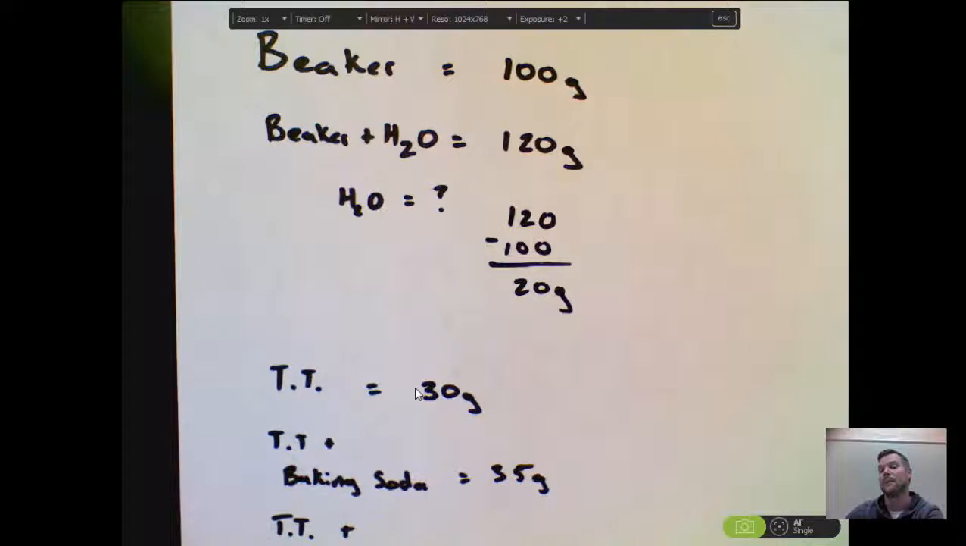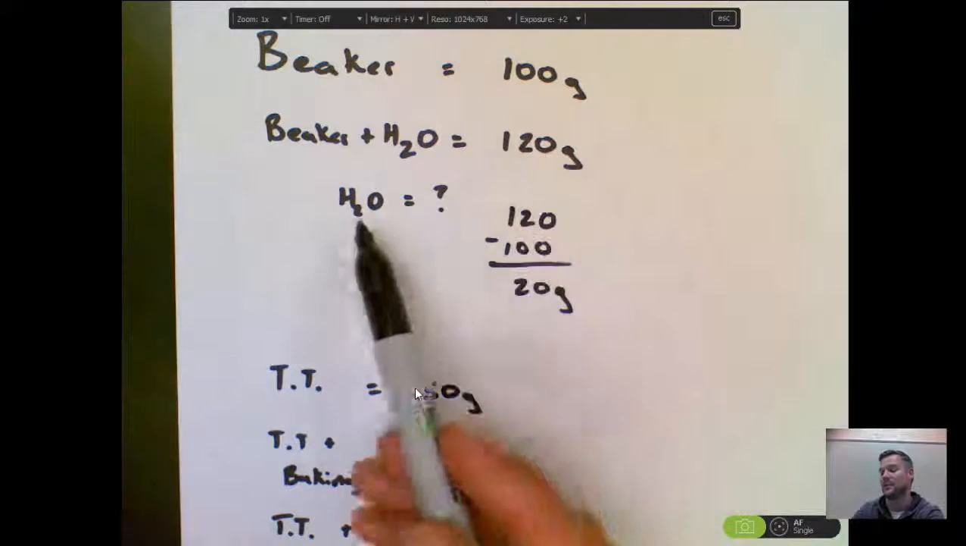Now that's very simple, but that's the basic premise of all these problems in the lab setting. We know that we can't just have magically gained 20 grams of water. It had to have come from somewhere, and that's why that 20 grams came. It's from that water right there.